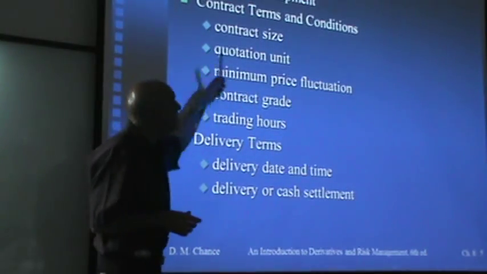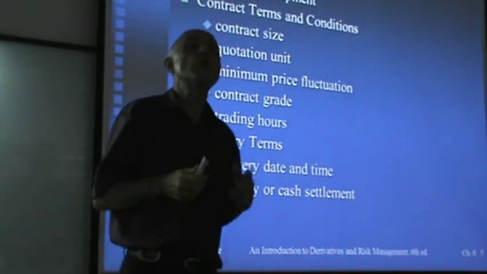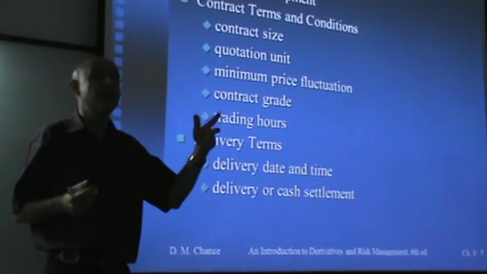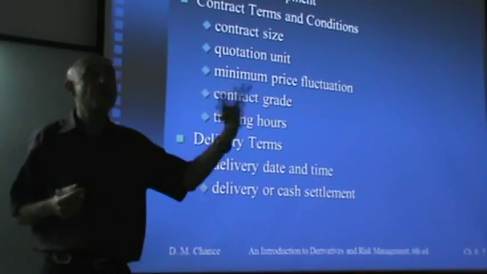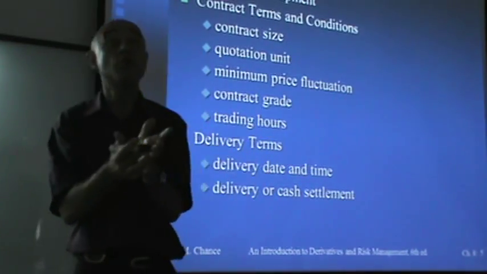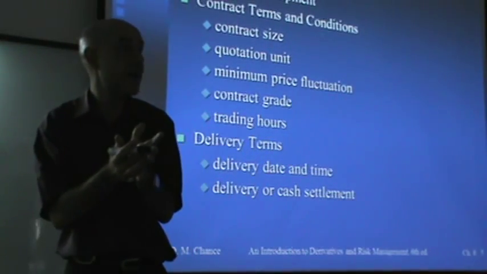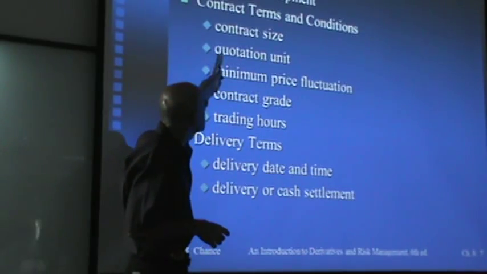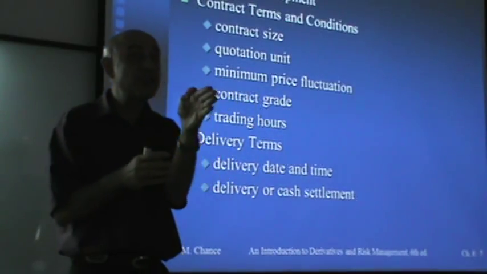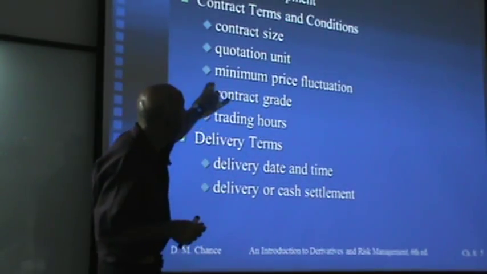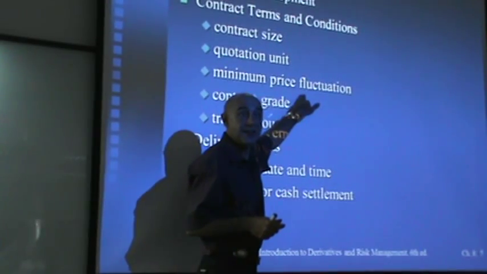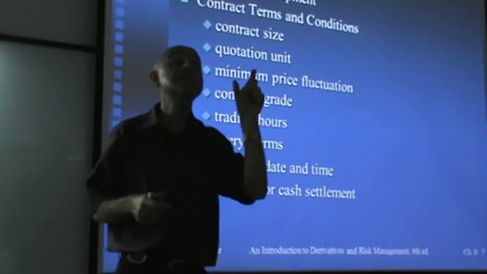So, quotation unit. Gold will be quoted in dollars. So it's going to be, let's say, $1,330, okay? And maybe 10 cents, and maybe 20 cents, and maybe 30 cents, okay? So here, the quotation unit is dollars, and if it jumps 10 cents, 20 cents, 30 cents, 40 cents, the minimum price fluctuation, which we call the tick, will be 10 cents.